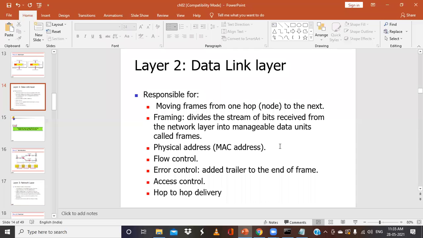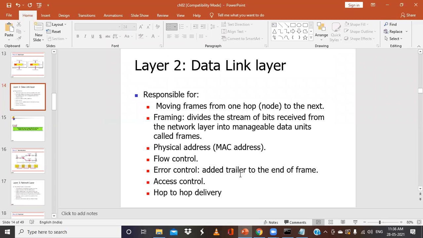So to avoid these duplicate frames, the data link layer will use an encoding scheme or an error control mechanism. It is also responsible for finding these duplicate frames, and it will use these error control mechanisms. Like it can use trailers at the end of the frame. By using these headers and trailers, it can manage those things. And error detection mechanisms can also be used in the data link layer.